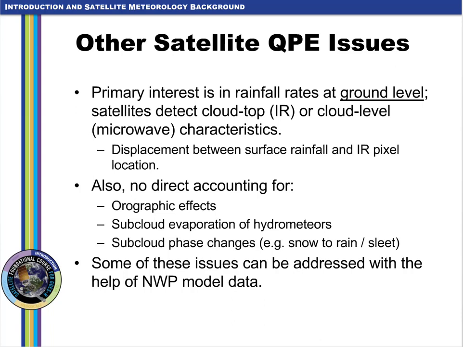Also, satellites cannot directly observe orographic effects, subcloud evaporation of hydrometeors, and subcloud phase changes. Some of these issues can be addressed with the help of NWP model data. Examples include using relative humidity fields to reduce rain rates in arid regions, or using wind fields to attempt to adjust for orographic enhancement.